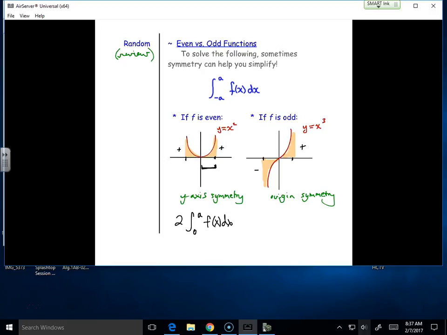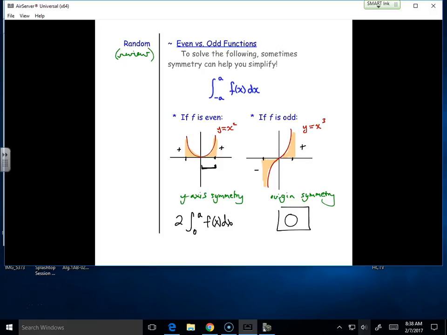For odd, I can just say the answer is 0. How come? They cancel each other. As long as you have 2 points equidistant from the origin, if something is odd or has origin symmetry, we could just say it equals 0. If something is even, we can say, cool, let's just go from 0 to A, make it easier to plug in, and then just double it.